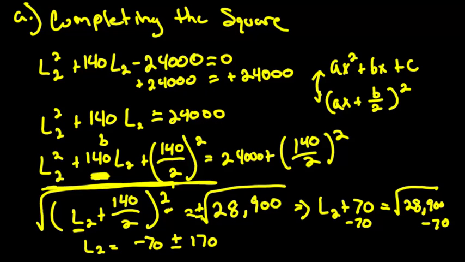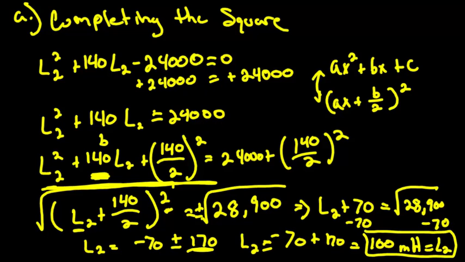Now, if we subtract it, we're going to have a negative inductance. And you guys will find out later down the road that you can't have a negative inductance. So L2 must then equal minus 70 plus the 170, which is going to give us 100. And this 100 is in millihenries. We know it can't be the negative because it will give us a negative inductance, and just the positive value gives us 100 millihenries. So this is our final answer for completing the squares.